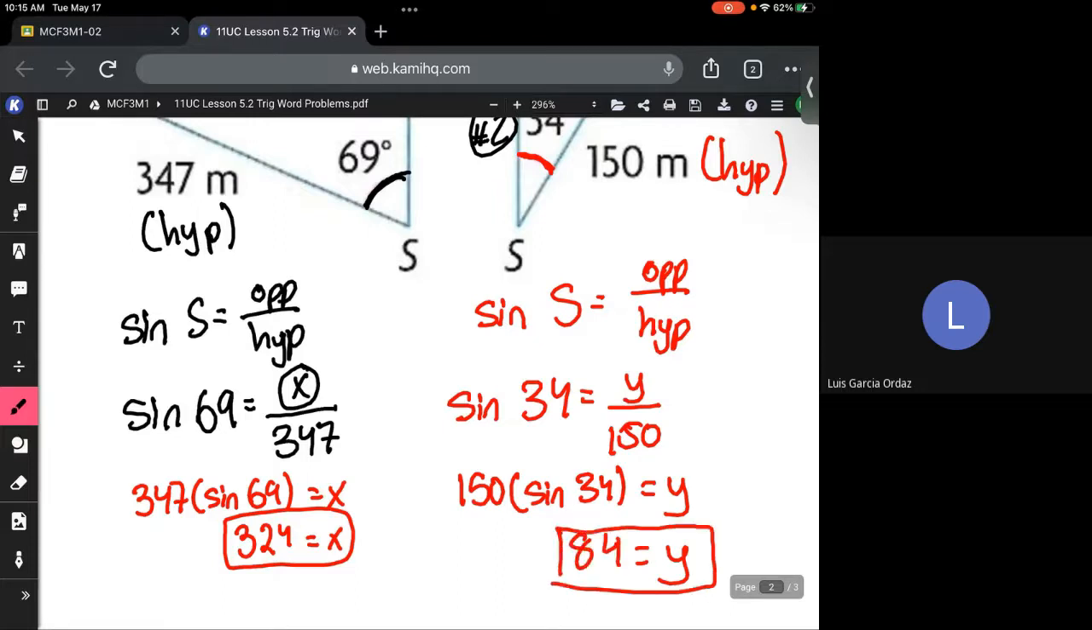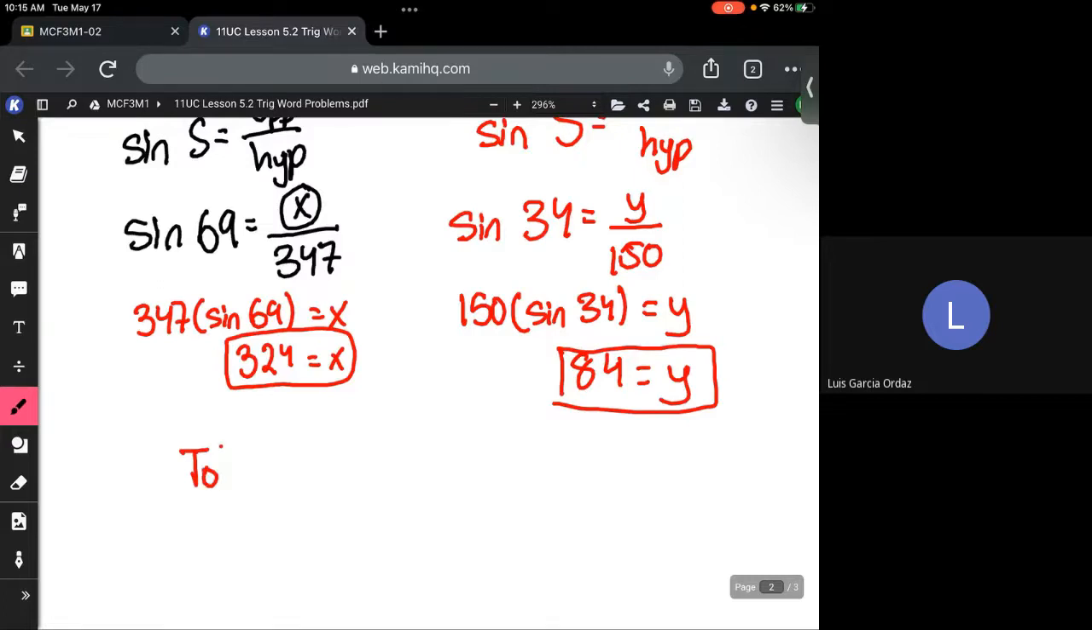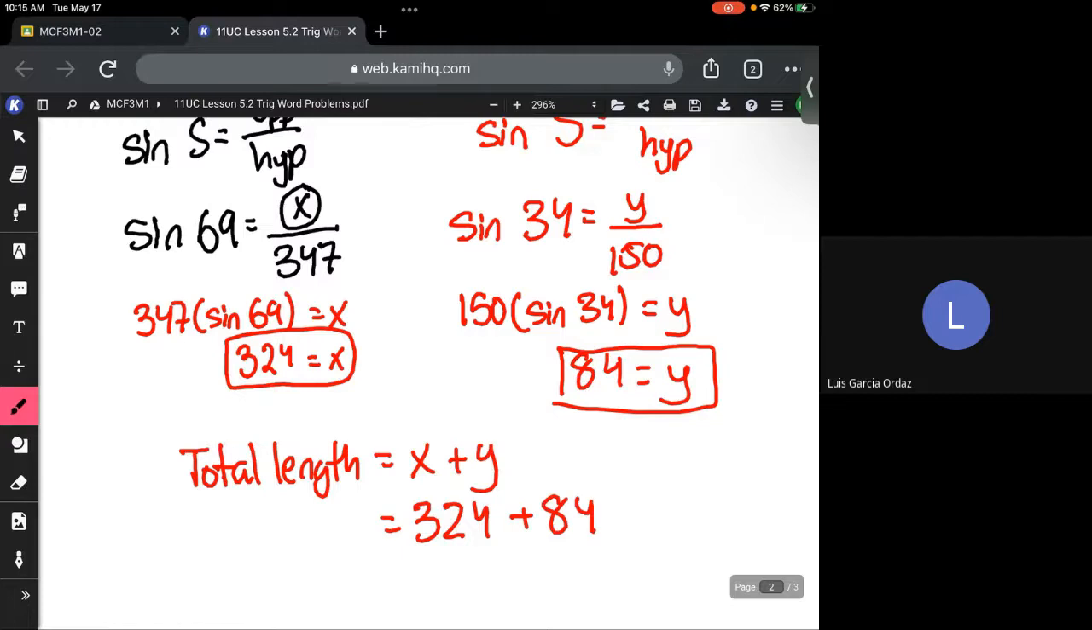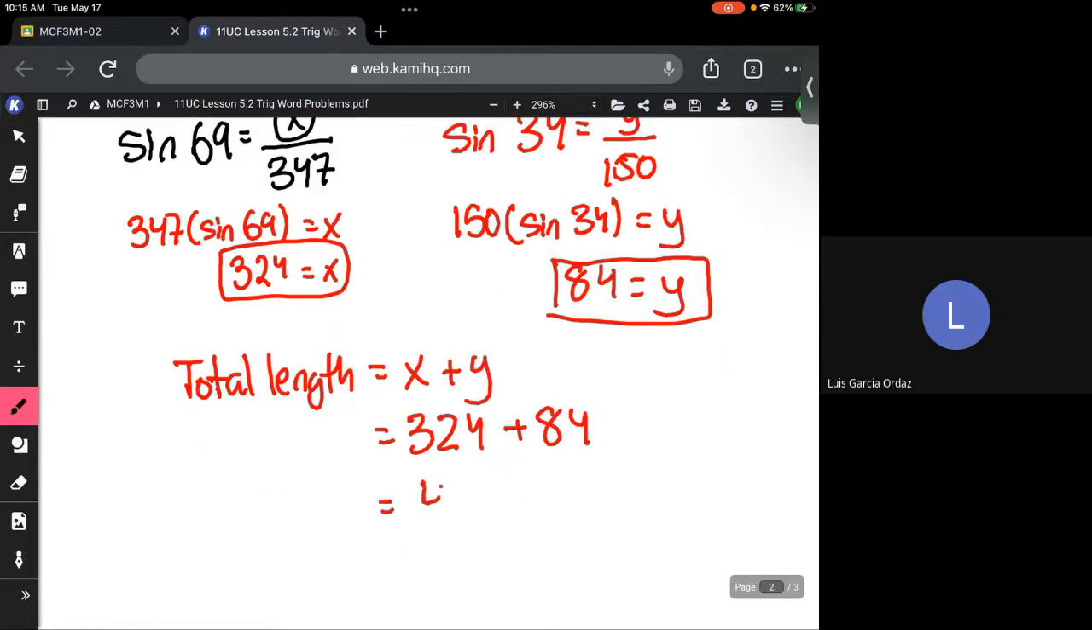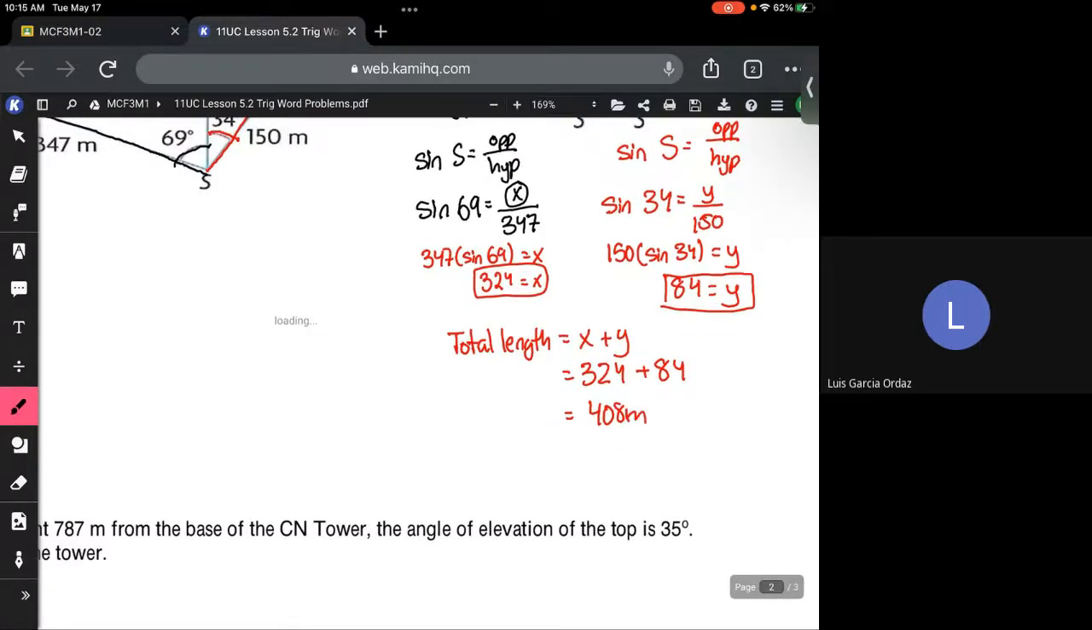So now what's left to do to find the length of the lot? What do I have to do with those two numbers? Add them. So total length is equal to X plus Y. I know X is 324 and Y is 84. So what's my total length? 408. And what units did we use? Meters. So therefore, the length of the lot is 408 meters.